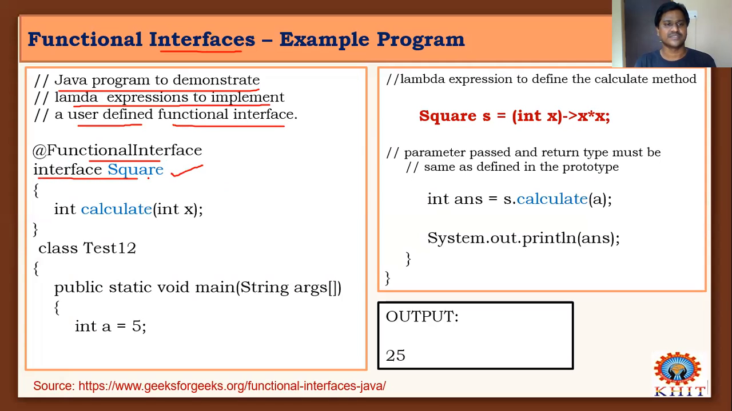So interface Square. Inside it I have an abstract method called calculate of type integer, taking one integer argument. It simply calculates the square of the given integer value. Square is an interface having only one abstract method, so this is considered a functional interface. And the Test 12 class has this interface Square.